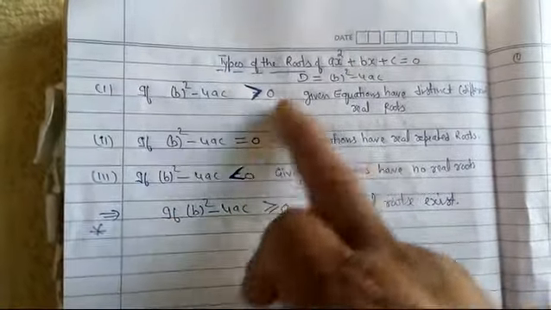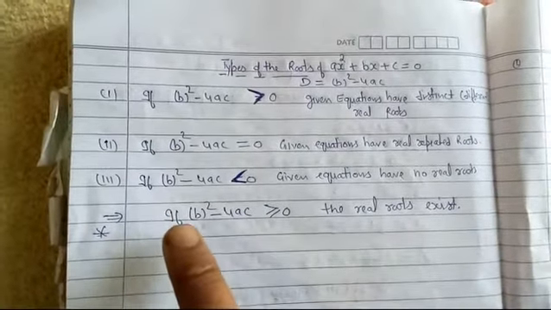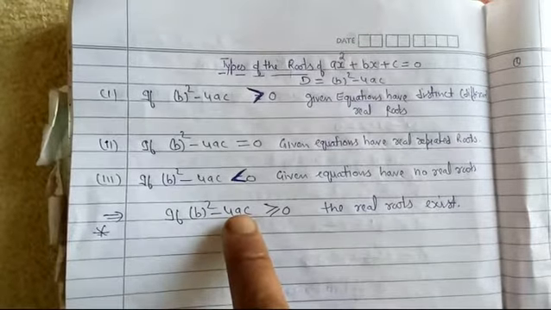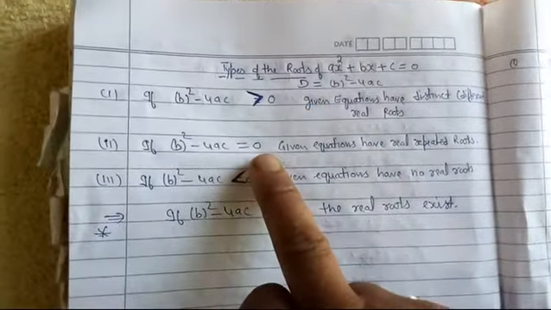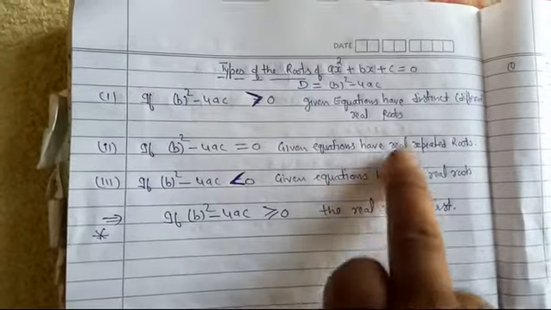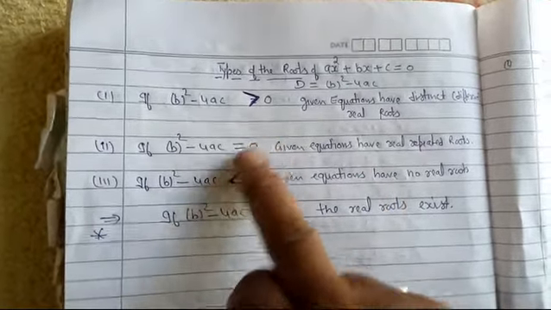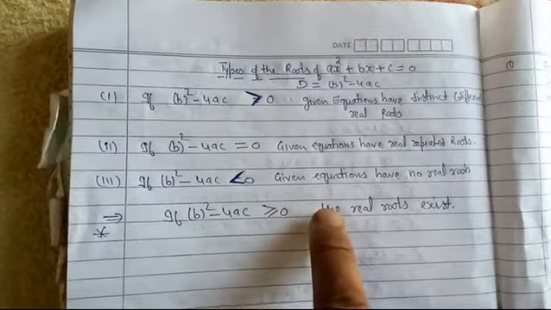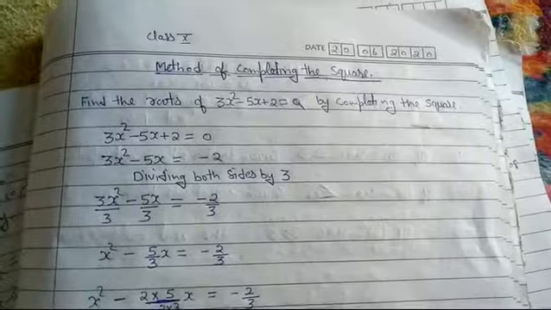So from all these three concepts we know that if b square minus 4ac is greater than 0 or equal to 0, then real roots exist. So by comparing these values and by finding these values, we can find the nature of the roots in given quadratic equations.